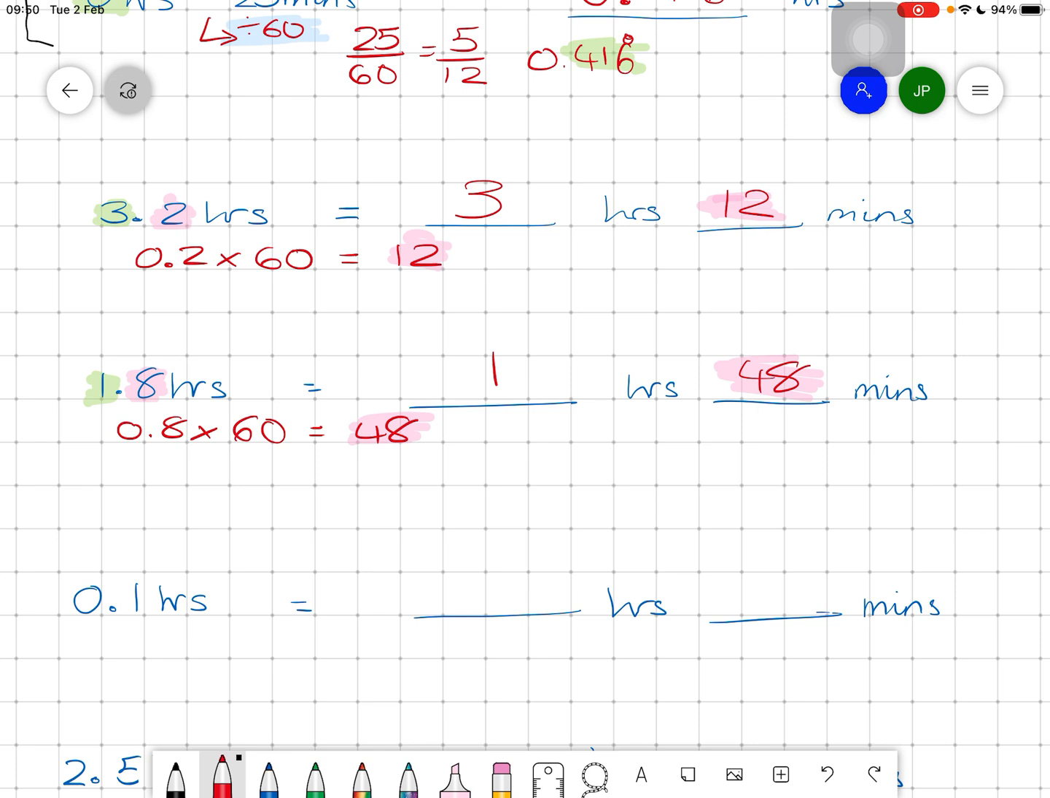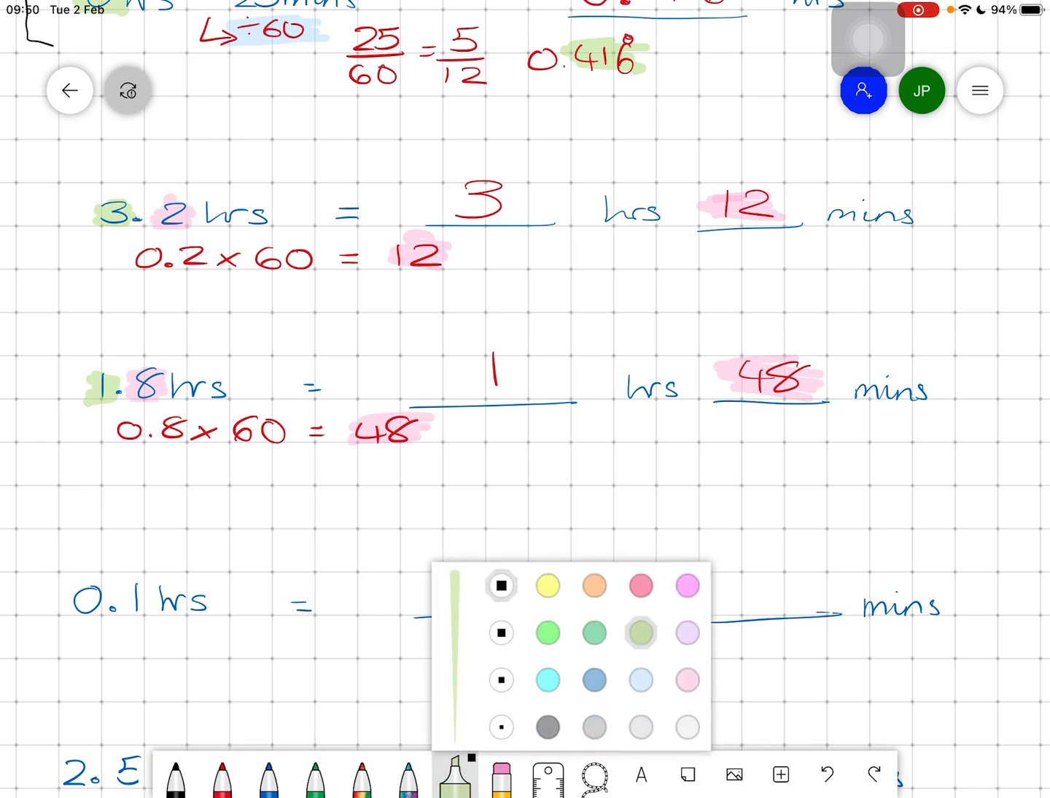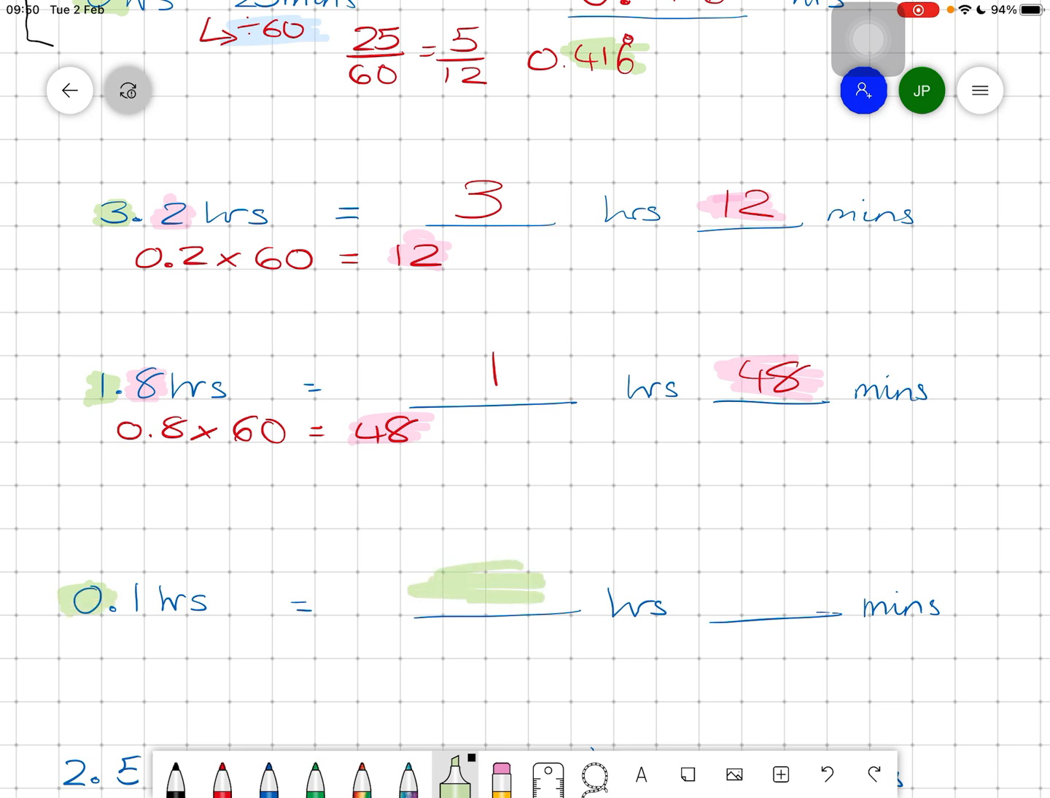Okay, last one, and I want you to have a go at a couple. 0.1 hours, so I take my 0, that becomes my amount of hours.